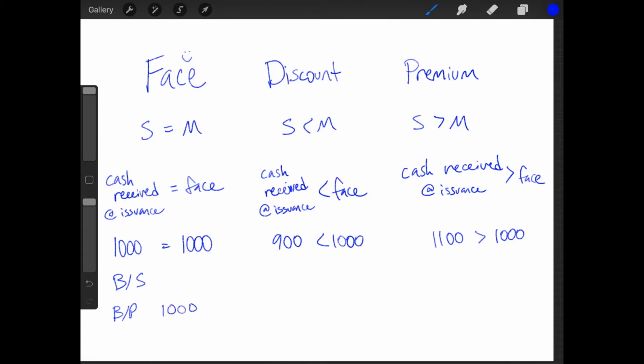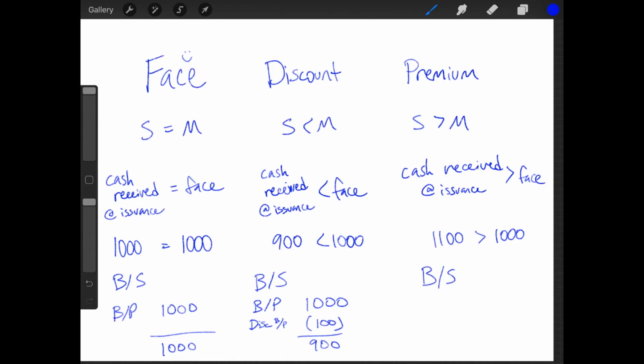So your bond payable will always be on your balance sheet at the face amount. And so if your bond was issued at face, your total liability at issuance would be that $1,000 amount. However, if it's issued at a discount, your bond payable, again always at that face amount, would be $1,000. However, you would have a contra liability account, which would be a discount on your bond payable, and that would be an amount of $100, and that initial balance would be $900 on your balance sheet.